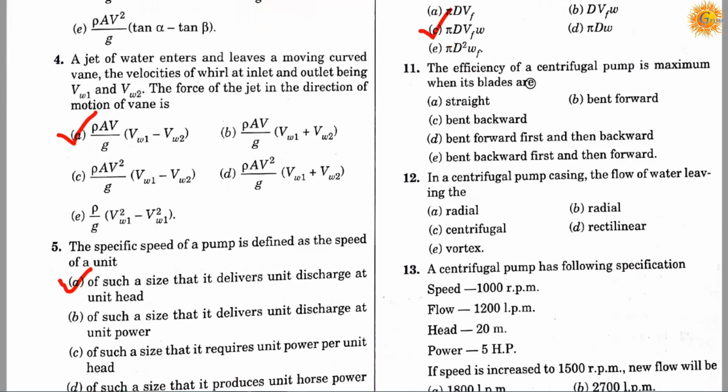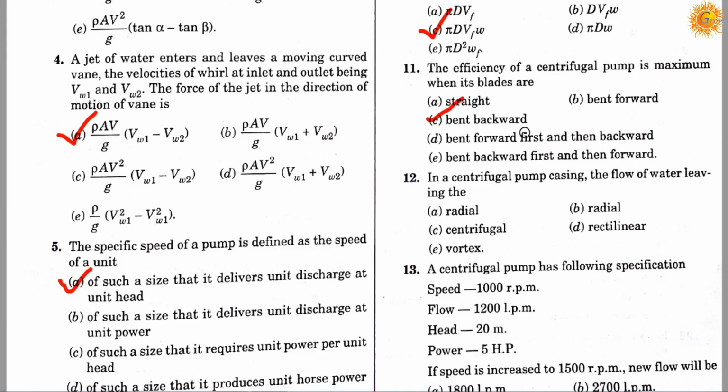Question number 11. The efficiency of a centrifugal pump is maximum when its blades are option A, straight, option B, bent forward, option C, bent backward, option D, bent forward first and then backward, option E, bent backward first and then forward. So the correct answer is C, it will be bent backward.